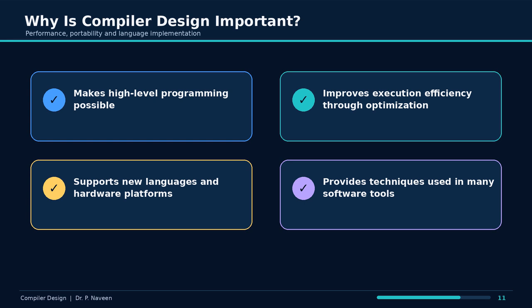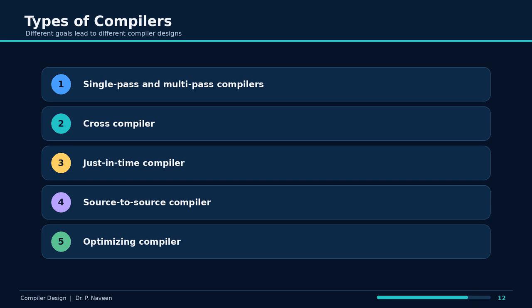Why is compiler design important? Now let us understand why compiler design is important. First, compilers allow us to write programs using easy high-level languages, so we don't need to write every program directly in machine language. Second, a compiler can improve the programs.